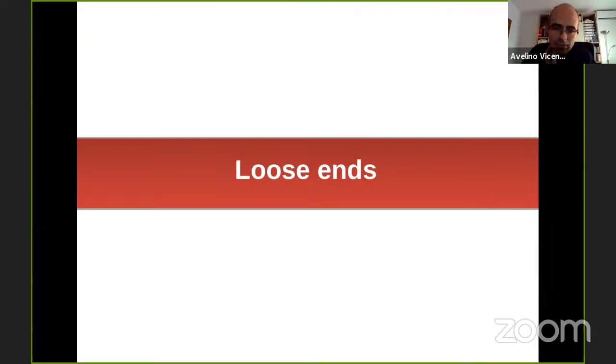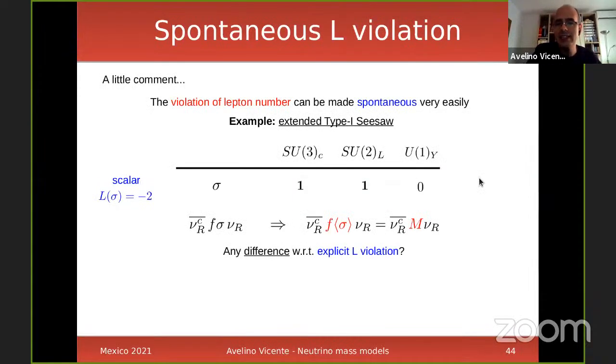Now, since I still have 5 minutes, let me comment on a couple of things that I didn't discuss so far. The first one is that I've been discussing all the time in this lecture Majorana neutrino masses and models in which lepton number is broken in 2 units explicitly. So I always have a parameter in the Lagrangian, or as I said before, a combination of parameters that break lepton number explicitly. However, you can also do the same game with a spontaneous lepton number violation.